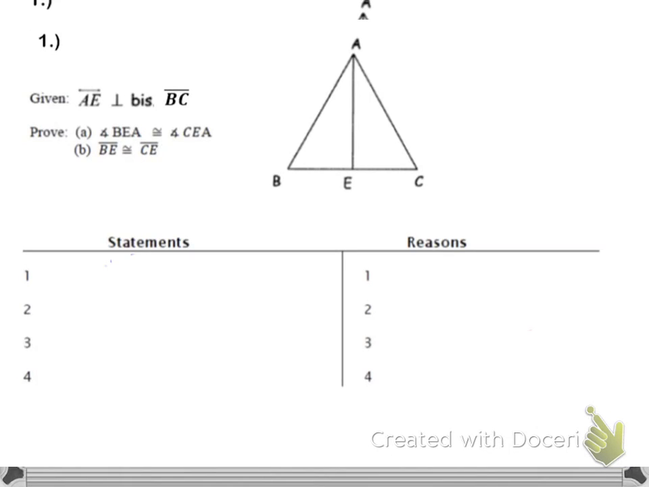Here's a proof which will deal with a perpendicular bisector. The given states that segment AE is a perpendicular bisector of segment BC. Well, I know that since it's perpendicular, it's going to form right angles. So I look at where AE and BC intersect, and I know that both of those in this case will be right angles. I'm going to label them 1 and 2.